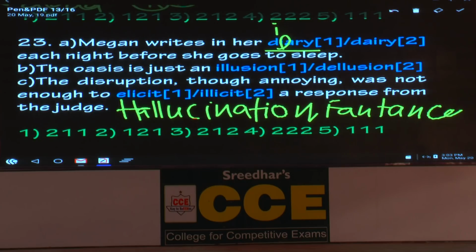What is the word? Fantasy. I'm sorry, I'll write here. Hallucination, fantasy, also write imagination. Illusion means what? Hallucination, fantasy, imagination. Now write the meaning of the word delusion. Delusion means misunderstanding or misconception. Please write misunderstanding or misconception.